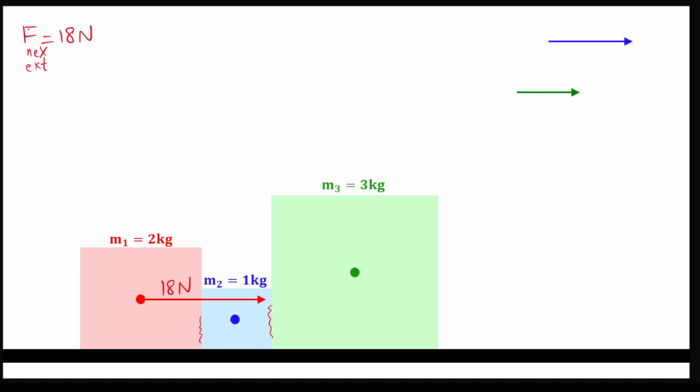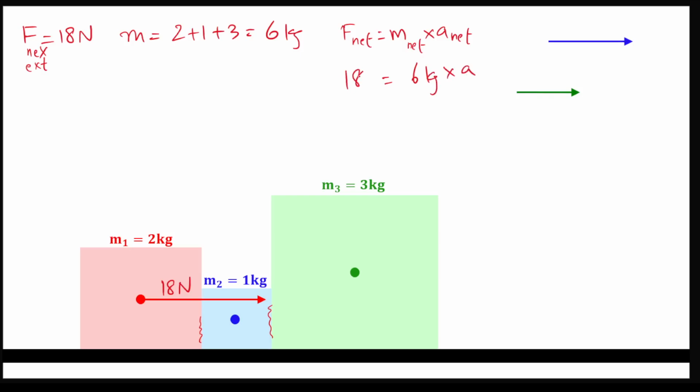So here you have the net force, which is 18 Newton, and the net mass in this case is going to be 2 plus 1 plus 3, which is equal to 6 kgs, and therefore from F net equals m net multiplied by a net, I get 18 equals 6 kg times a. So you know that the acceleration is surely going to be equal to 18 divided by 6, which is equal to 3 meters per second square.